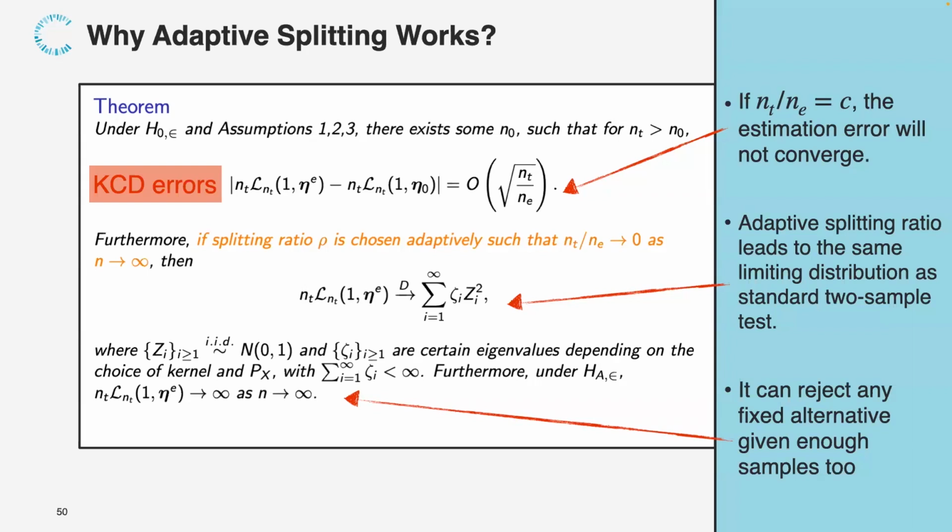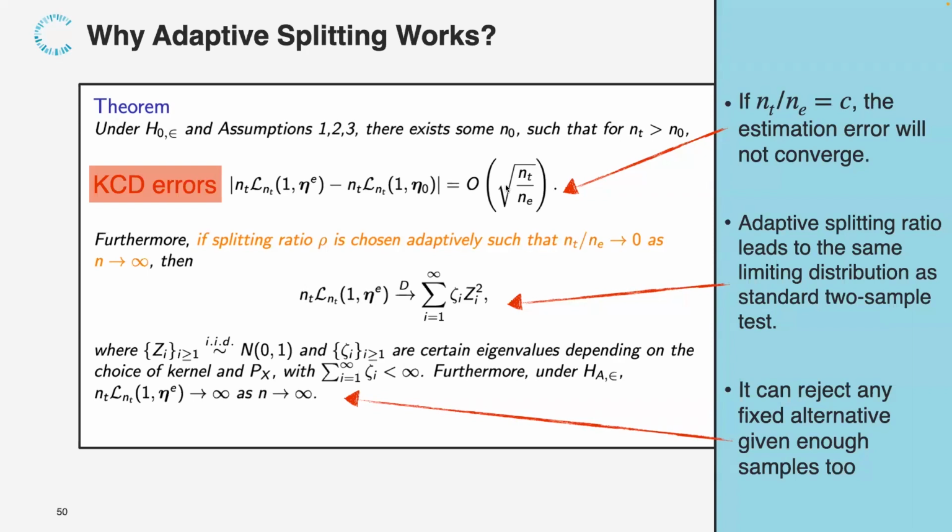I don't want to bother you with uninteresting theorems, but the idea is that the error in the test statistic goes to 0 based on this ratio, NT, number of testing points divided by number of estimation points. So if this ratio is constant, which means you split your sample with a fixed ratio, then your test statistic error will never go to 0. This means no matter how many samples you have, you do sample splitting in a fixed way, you do estimation, you do testing, you will never approach the right quantity you care about.